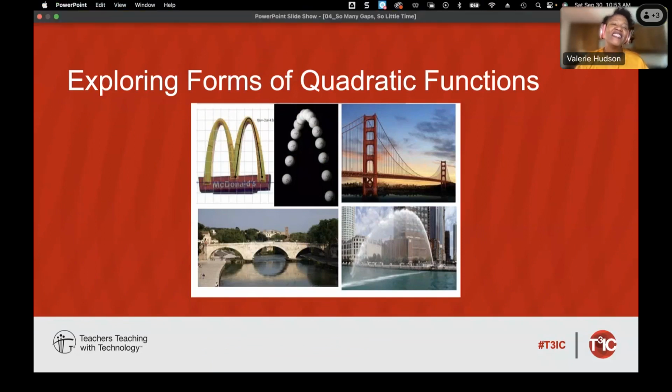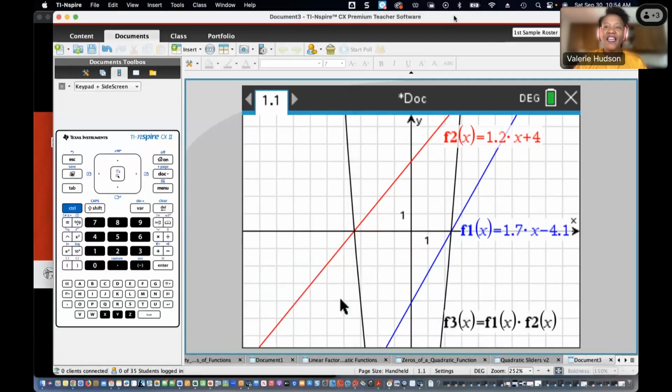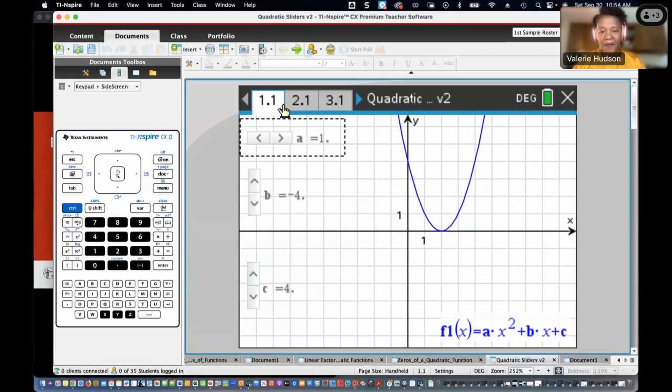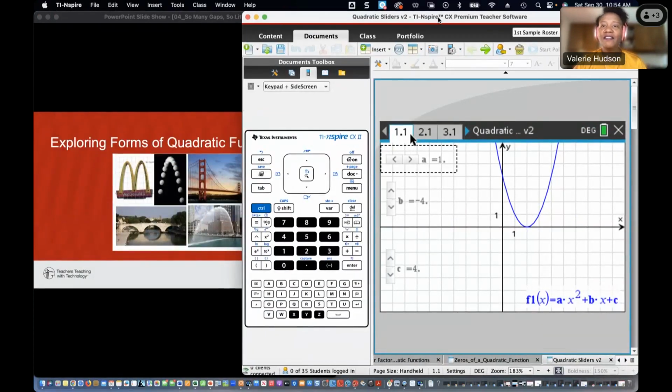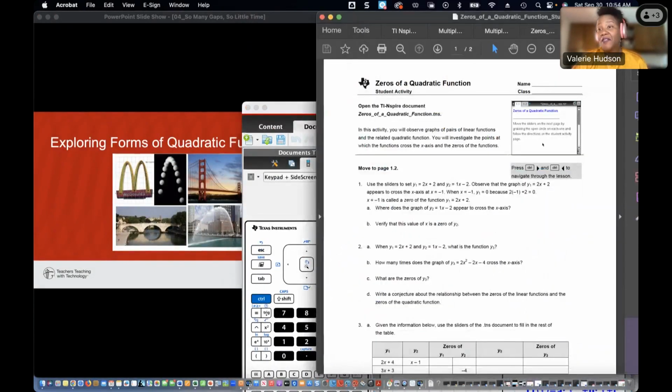So the activity is called Exploring Forms of Quadratic Functions. And Veronica, yes, I made the activity, but Veronica is good about making the document to go with it. I'd rather just talk and, hey, what do you see, kids? And we go from there. But it's also nice to have something concrete. So thank you, Veronica. You're so welcome.